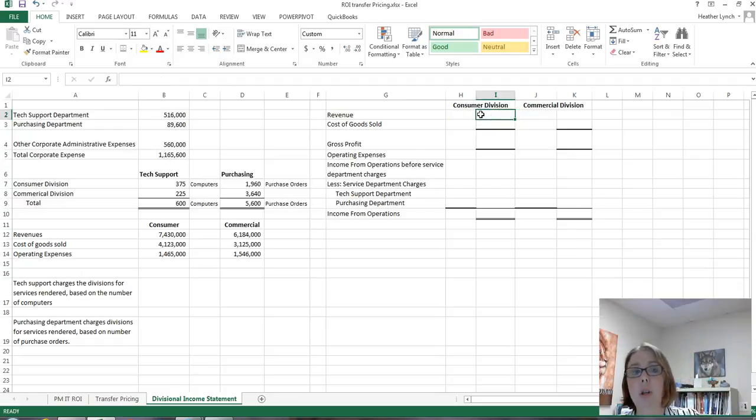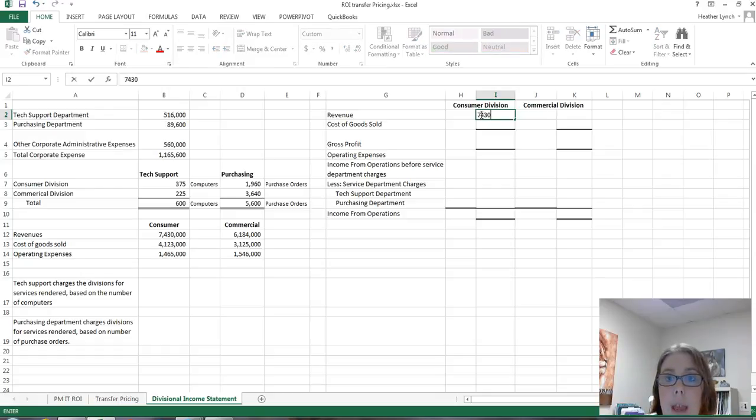So consumer division, all this information was provided. They have revenue of $7,430,000. I got that from over here. Might as well look at commercial. They had revenue right here of $6,184,000. The cost of goods sold was $4,123,000. That was provided here. And $3,125,000. Nothing new that we haven't experienced so far.